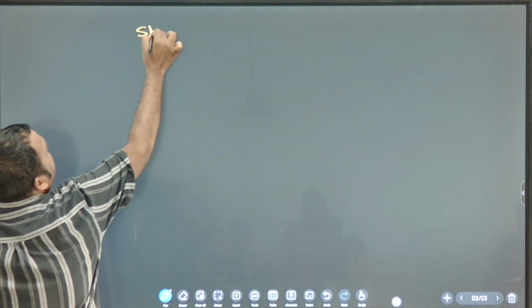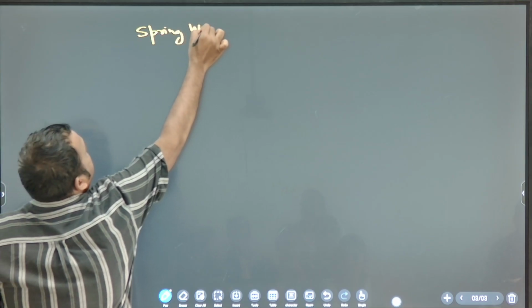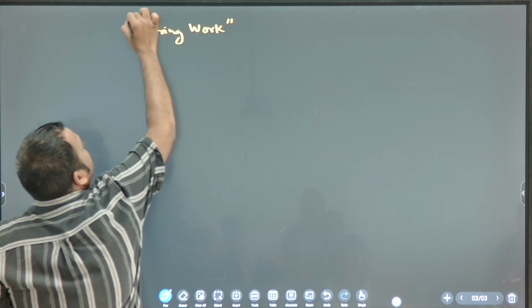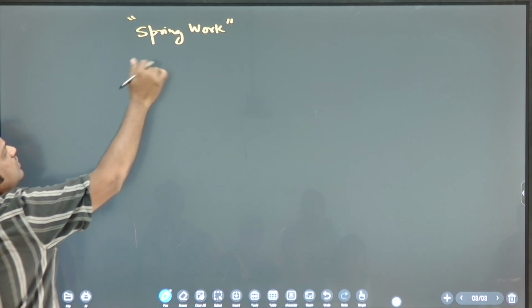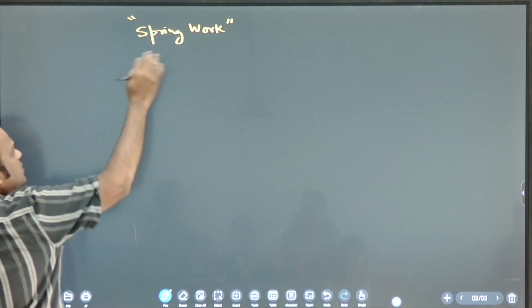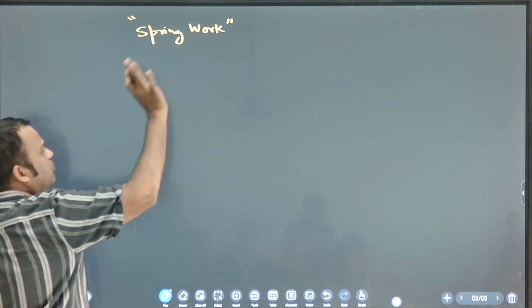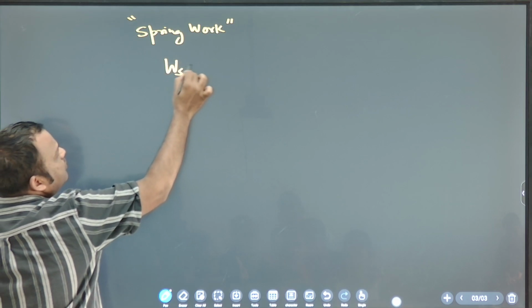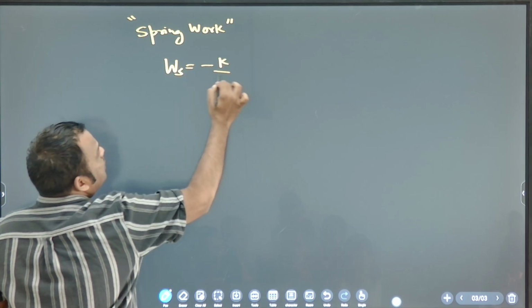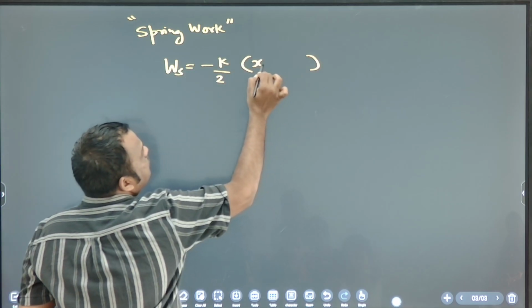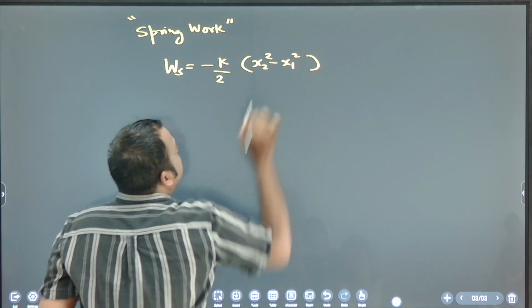Next, spring work. Let's make it simple. Don't consider it as a complicated thing. Spring is very easy. Just think the easy way. First, you memorize the formula. What is the formula for spring work? Minus k by 2 times x2 square minus x1 square.